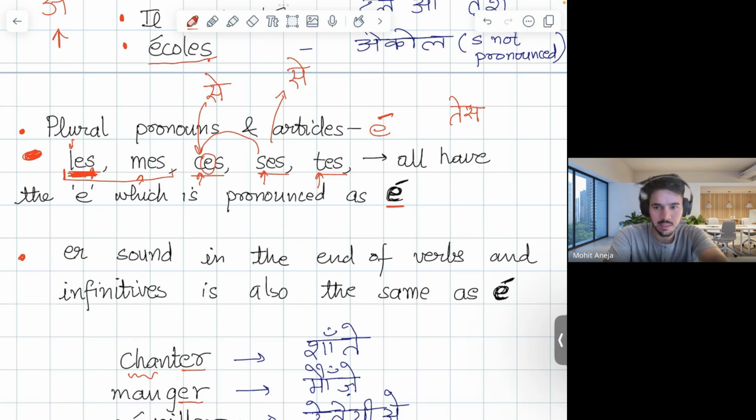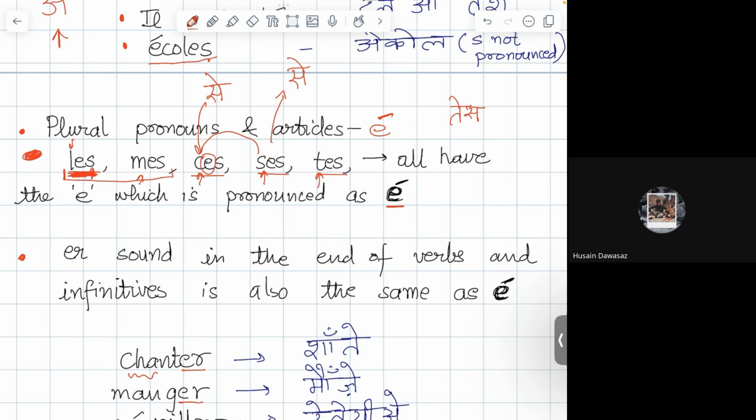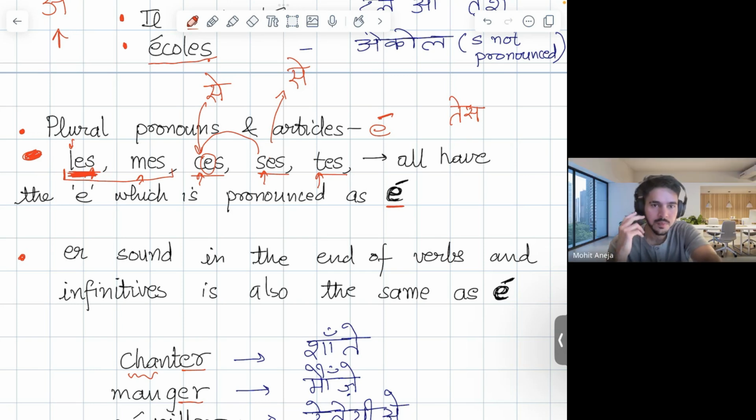Whenever the es sound comes at the end of these subject pronouns, we call it a at the end. And we'll learn more about these plural ones. It's te. It's not te. This is wrong. Okay, this is not correct. This one is correct. Te, the softer one.